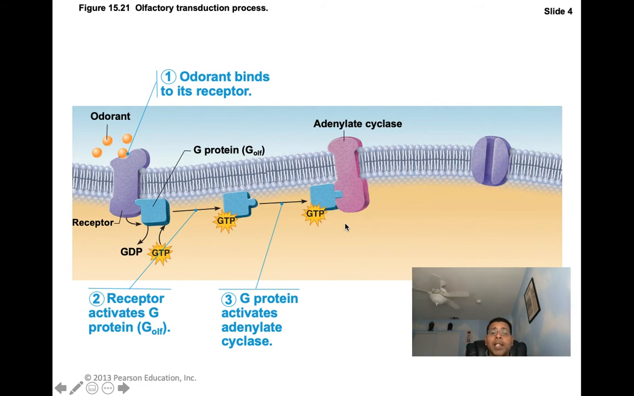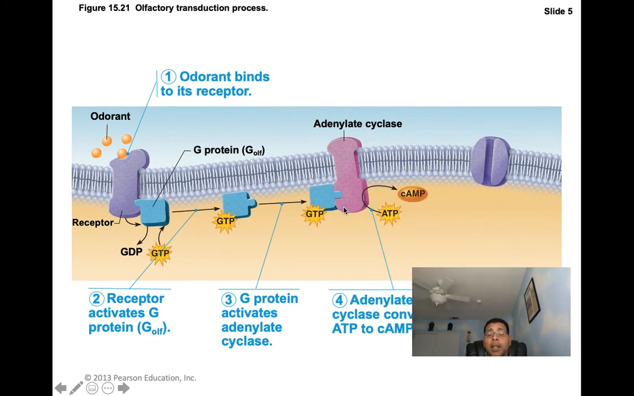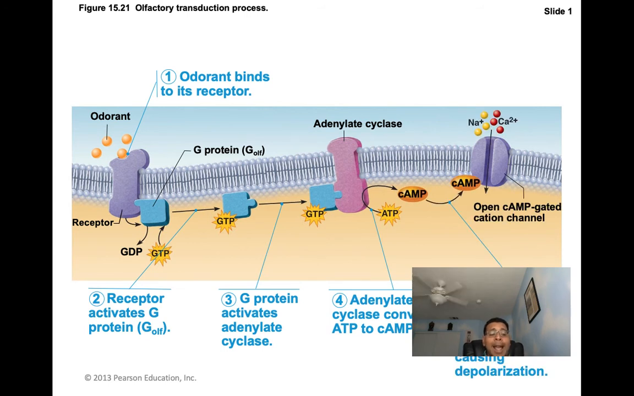So G protein activates adenylate cyclase. Adenylate cyclase then is going to synthesize cyclic AMP as a second messenger. It will do that by converting ATP to cyclic AMP. So again, cyclic AMP is our second messenger. The cyclic AMP then can act on the plasma membrane cation channels as we see here, causing them to open, allowing sodium and calcium to enter.